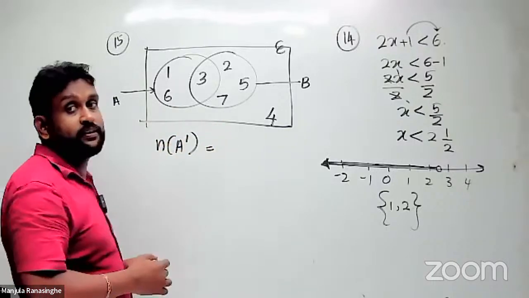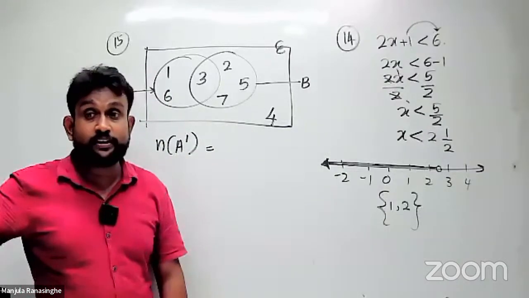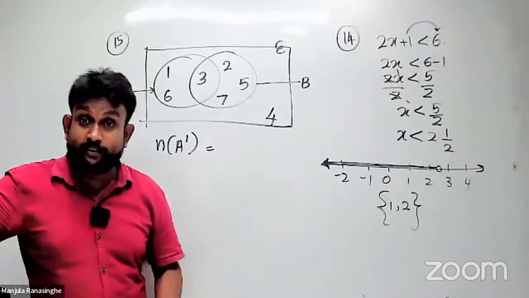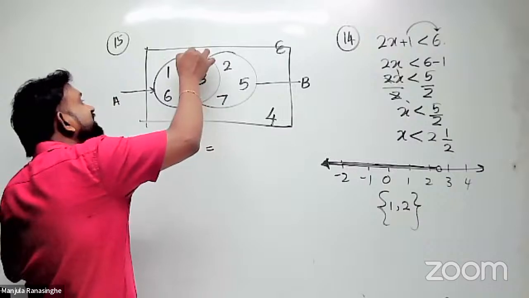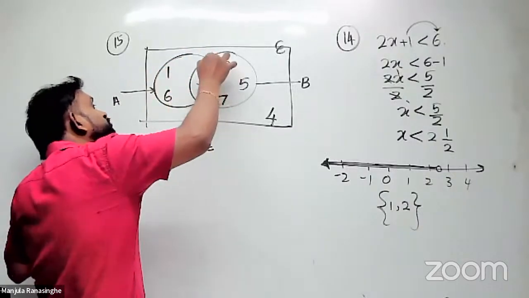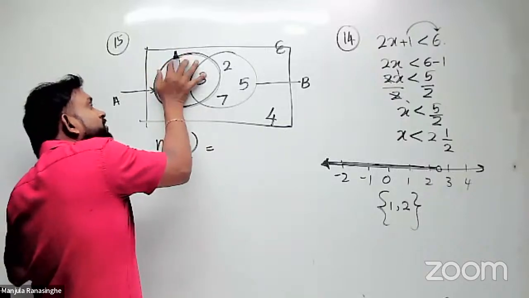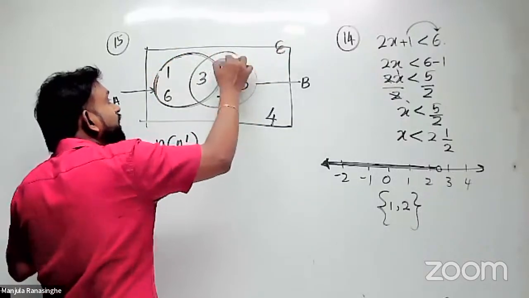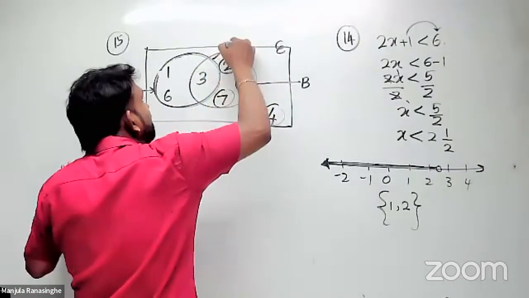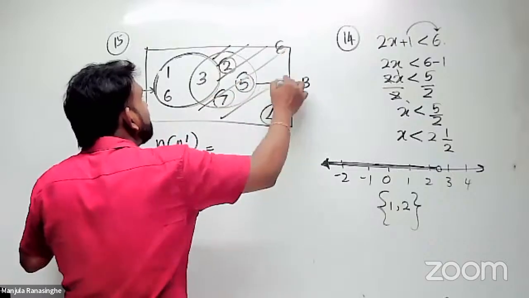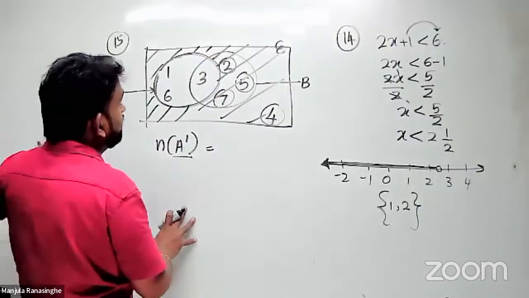n means the number of elements of set A dash. Then you have to identify the A dash set. So what is this A dash set? A dash means except A, without A. What are the elements? Here 1, here 2, 5, 7, and 4. If you shade A dash, all the values except A, this is the region. So what are the elements there? 2, 5, 7, 4.